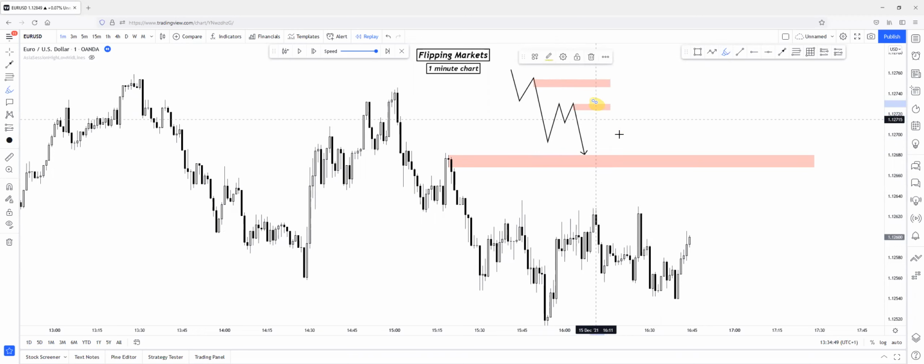So if you open a trade here, you could be in profit. Price could do a pullback, but after this, price will sweep all of this liquidity line and tap into the original supply zone that created the liquidity.